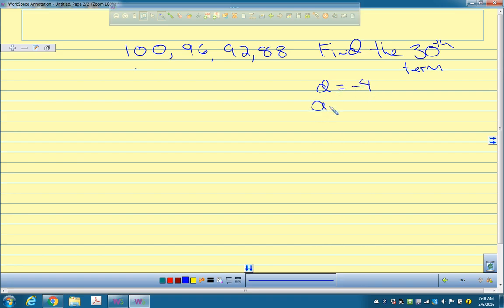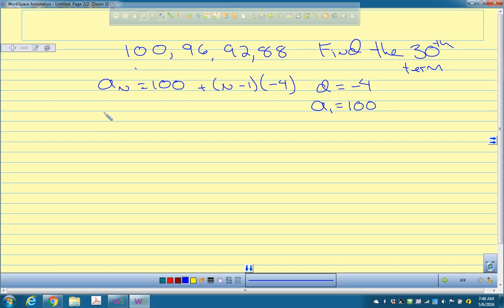What's A sub 1? First term. 100, right? So you just go A, here's the general formula. A sub n is equal to 100 plus n minus 1 times negative 4, or you can make it minus 4 times n minus 1.